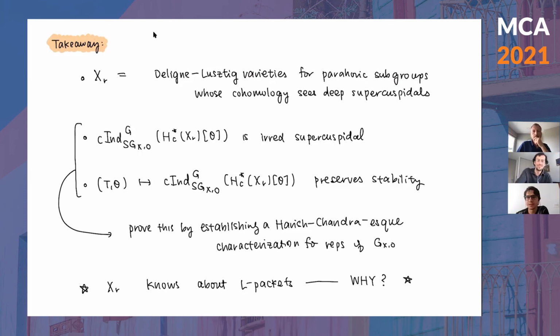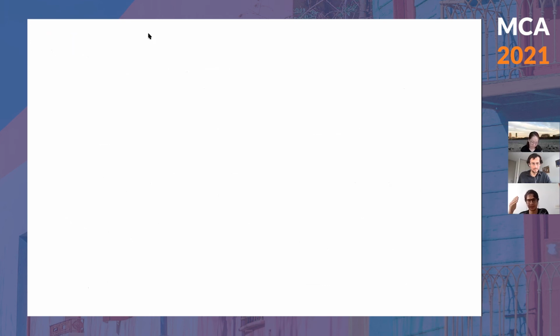I have a question. Does everyone hear me? Yes. Okay. So this XR variety, do you have some easy example of how to realize this? Is it like a homogeneous space, or the whole group divided by this parabolic or something like this?